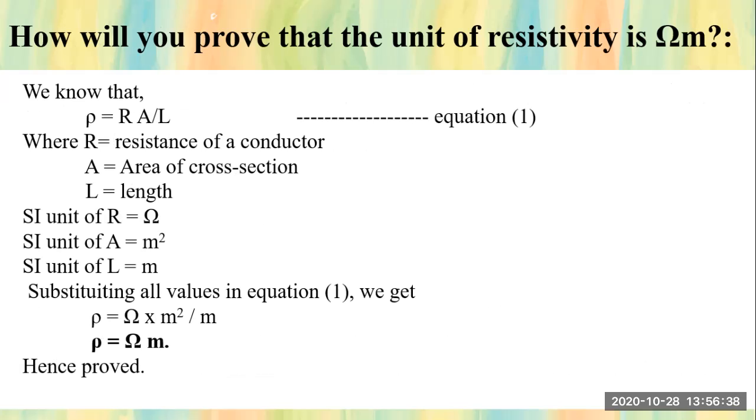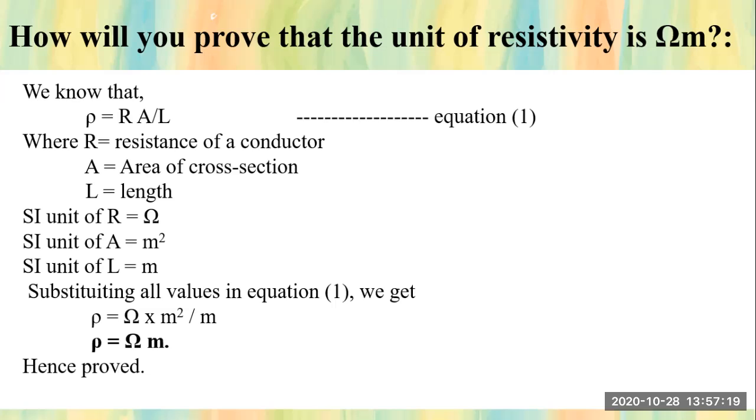I have taken the formula rho equals RA upon L, and termed it equation 1, where R is the resistance of the conductor, A is the area of cross section, and L is the length. Now what are the SI units of these? What is the SI unit of R? Ohm, right? The SI unit of area of cross section, area, we always measure in meter square. What is the SI unit of length? Length we always measure in meter.